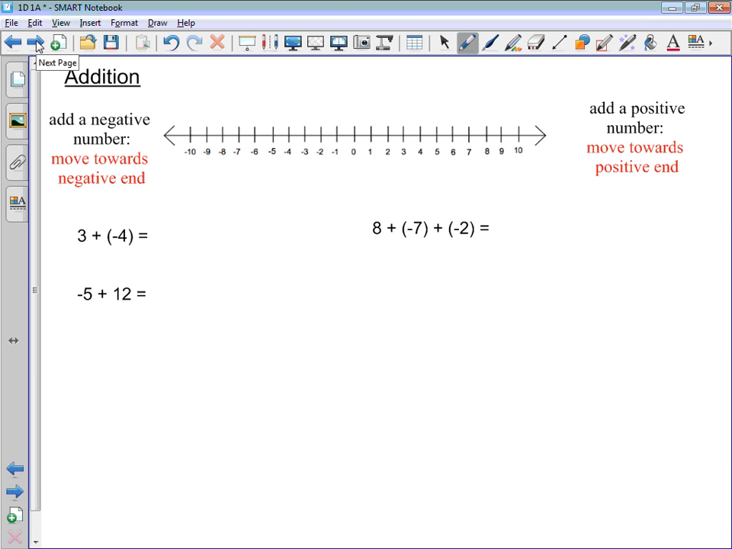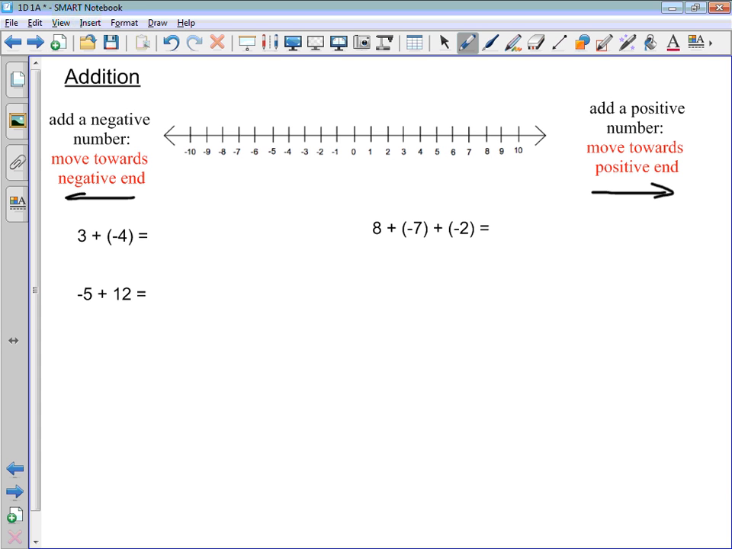Addition and subtraction is sometimes a little bit tricky. There are a lot of ways that you might have learned how to add and subtract integers. What I'm going to show you here is using a number line. You've got a number line in your book that goes from negative 10 to positive 10. The rules are written on the two ends of this number line. If you're adding a negative number, you move towards the negative end of the number line. If you're adding a positive number, you move towards the positive end, or towards the right.